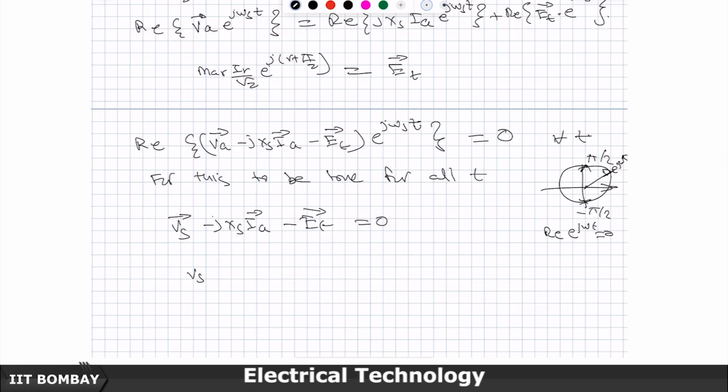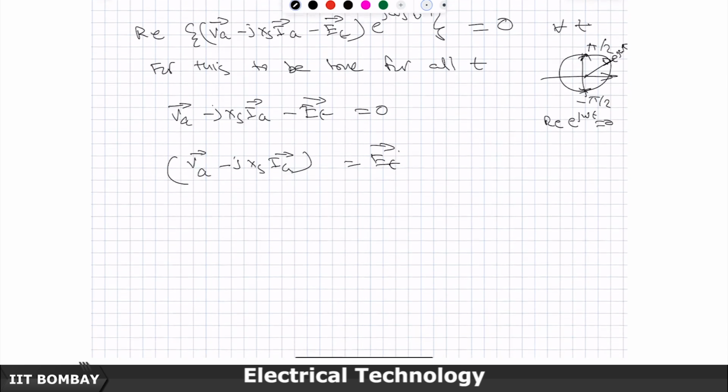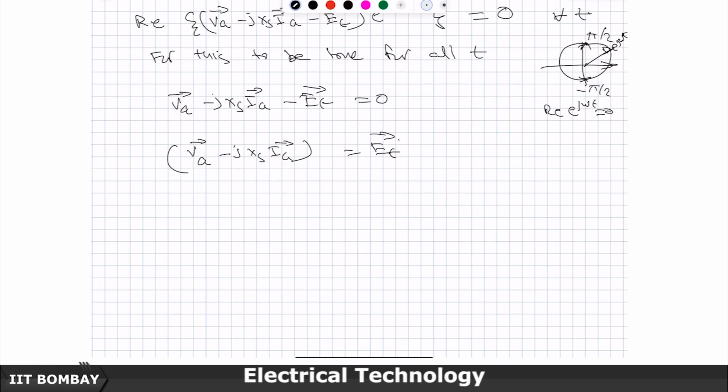So, therefore, V of V A, I am sorry, this is V A. So, this is also V A minus j x s I A should be equal to E of t. This should be equal to E of t. So, I have now got the equivalent circuit.